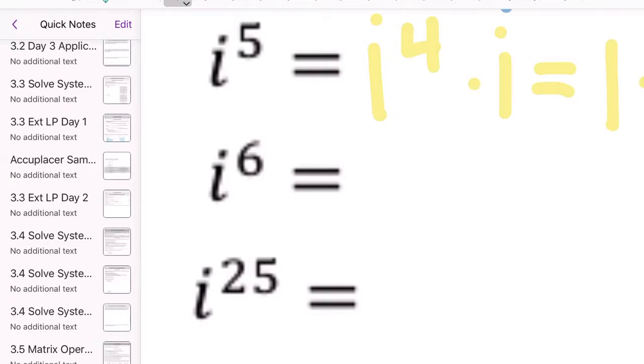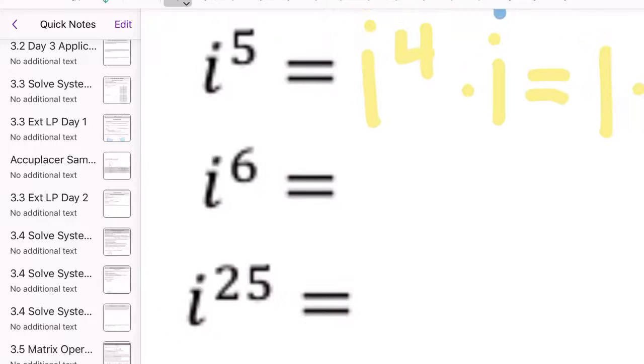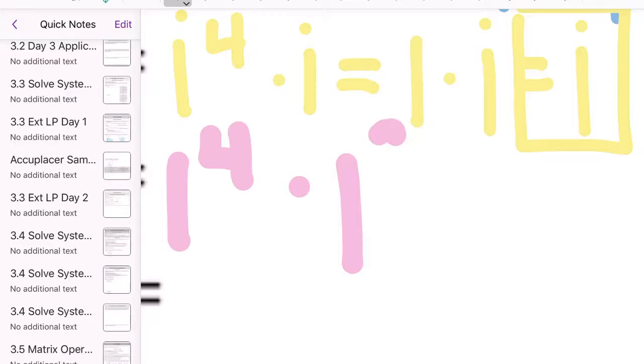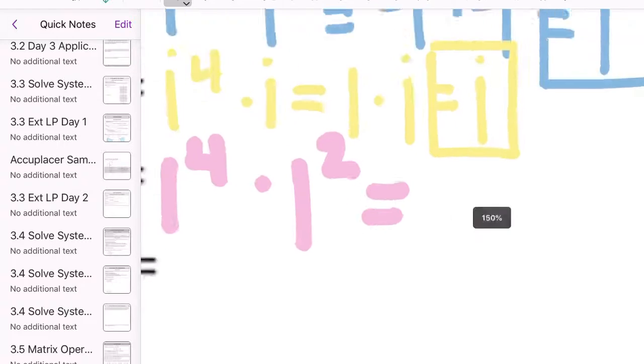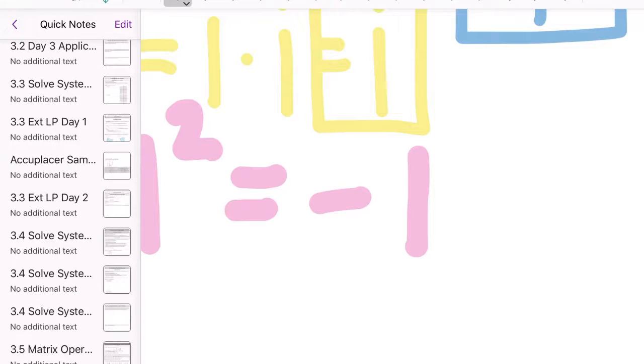i^6. Can I break this up? It would be 4 and 2. The 2 is negative 1, and the 4 is positive 1. So i to the fourth, from up above, is 1, and i squared, from up above, is -1. 1 times -1 is -1.